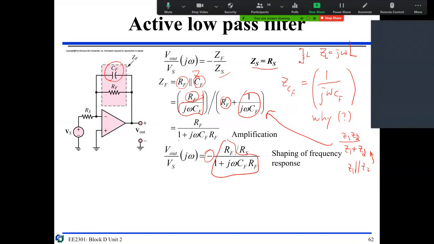So what does this mean? V out divided by VS equals this one, and you also have a j. How can I know what this means? Please read that document I gave you to pick up those frequency response concepts.